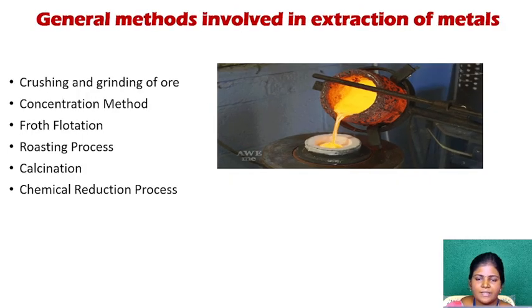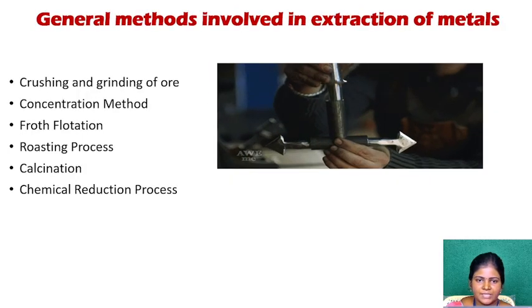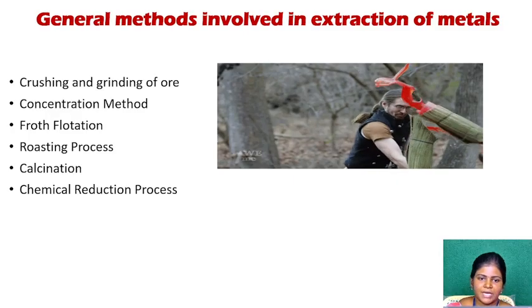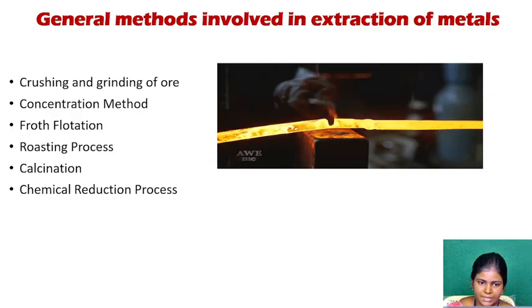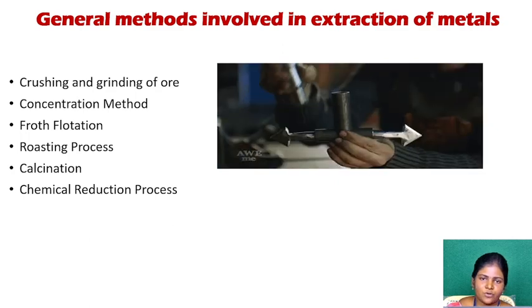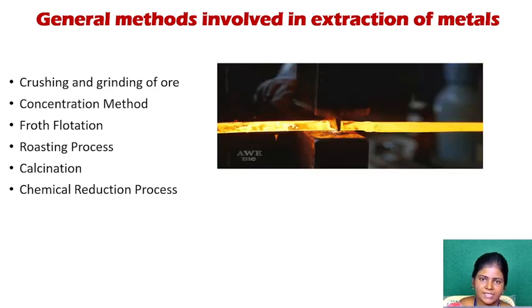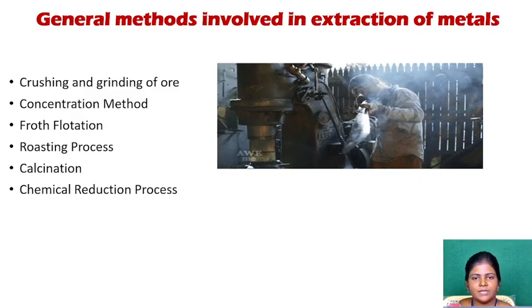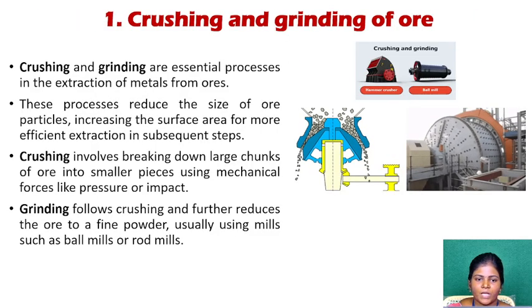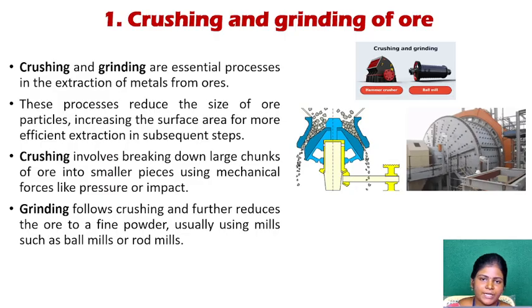The general methods involved in the extraction of metals are first the crushing and grinding of ore, then the concentration method, the third one is the froth flotation, the fourth is the roasting process and calcination, and finally chemical reduction processes. First, the crushing and grinding of the ore.